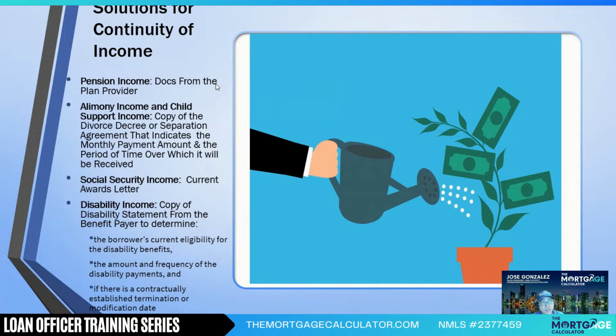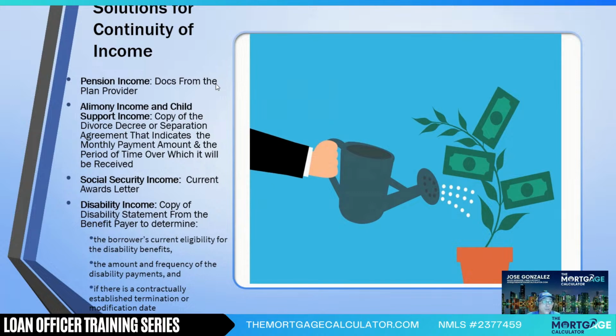So again, I was mentioning pension. We're going to be documents from the plan provider. Alimony income and child support income, copy of the divorce decree or separation agreement that indicates the monthly payment amount and the period of time over which it will be received. Critical component there, you got to have that, all of those components, or else you'll keep getting hit for conditions.